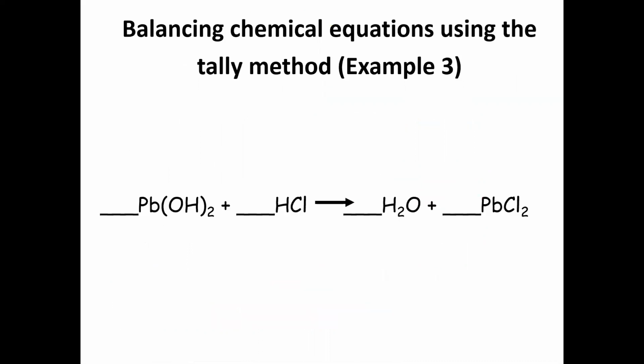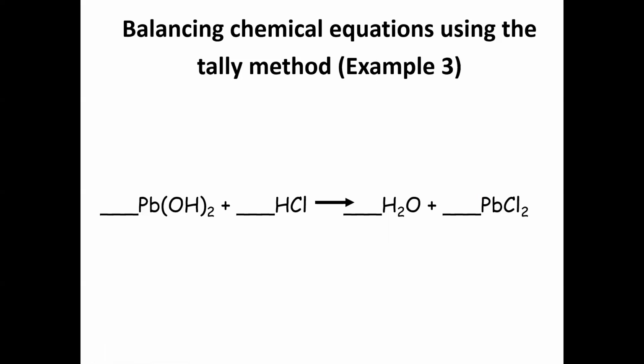Right, okay. Example 3 is a little bit more complicated for 2 reasons. Number 1, you've got brackets here, and that little subscript 2 means you multiply everything within those brackets by 2. And the other reason that it's a little bit more difficult is because you've got hydrogen in 2 different compounds on the same side of the equation. So you've got hydrogen in lead hydroxide here, and then you have hydrogen in hydrogen chloride. For that reason, you shouldn't attempt to balance hydrogen first.